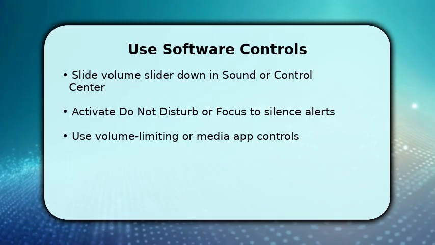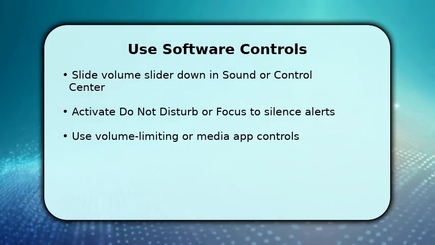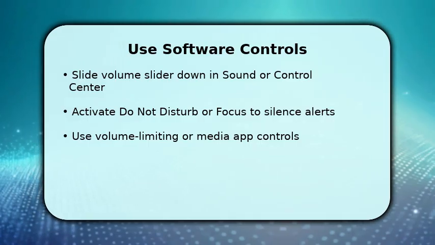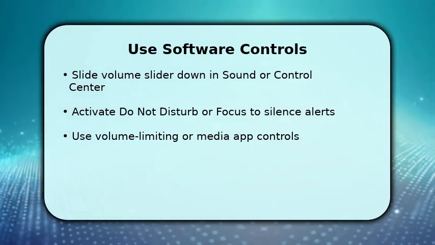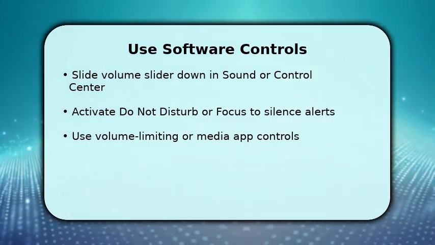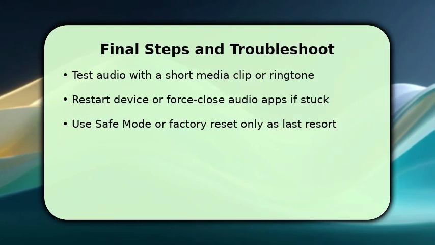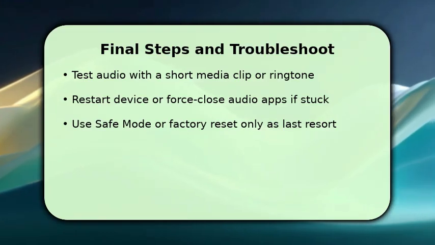For music or video, open the app's Player Volume Control and reduce it there, because app sliders sometimes override system defaults. Make sure equalizer or audio enhancement features aren't boosting sound. Turn them off to finish by testing playback with a short clip or ringtone to confirm volume is lower.